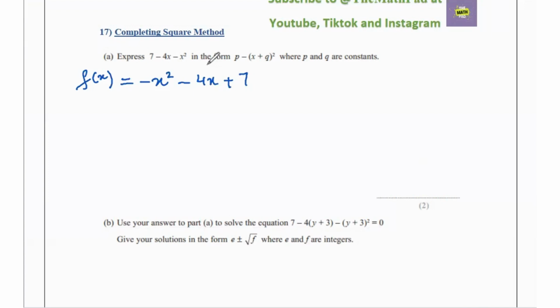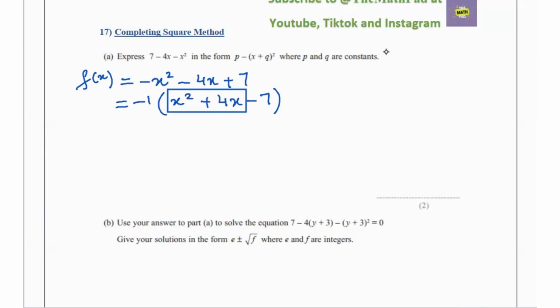So what we need to do is make the coefficient equal to 1. And that can only be done if we take negative 1 common from the entire equation. So when we do that, that leaves us with x squared plus 4x minus 7 in the bracket. Now we do completing square form on this bracket, primarily x squared plus 4x, because that's what we want to complete.